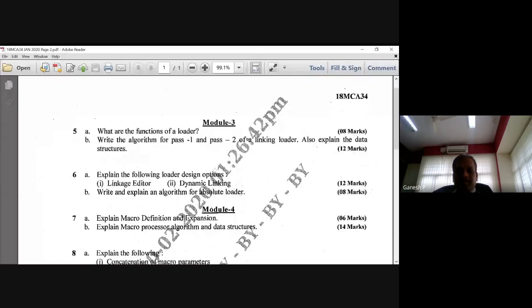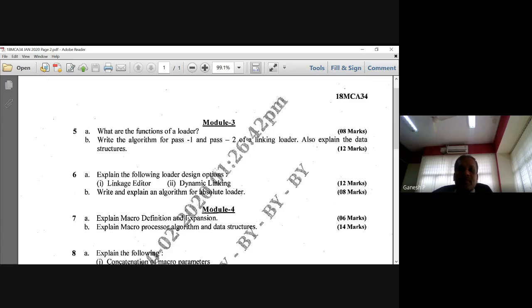So let us get into the module 3 now, which talks about loaders. So what are the functions of a loader? So here if you simply write 4 functions, that is not going to be sufficient. We have to write how program memory allocation is done, how linking is done, how relocation is done, how final loading takes place. So in the notes, we have just mentioned one line or 2 lines maximum for each of the functions. But look at the marks.